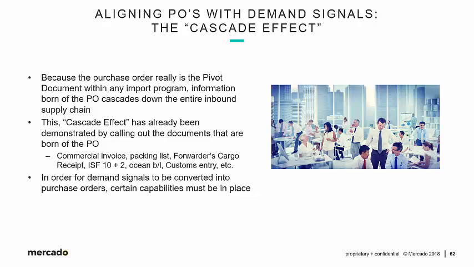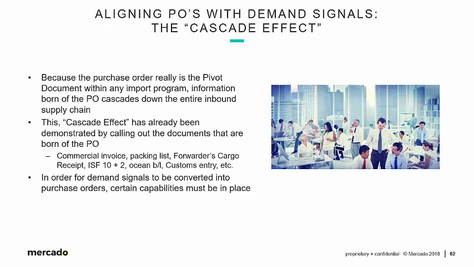Alrighty, in section 11, we're going to focus on the alignment of purchase orders with those demand signals, but based on this very important concept of the cascade effect, how the purchase order serves as this genesis document from which all subsequent tactical activities and documents are generated. Because the purchase order really is the pivot document, that genesis document that we mentioned a moment ago, within any import program, information born of the PO cascades down the entire inbound supply chain.